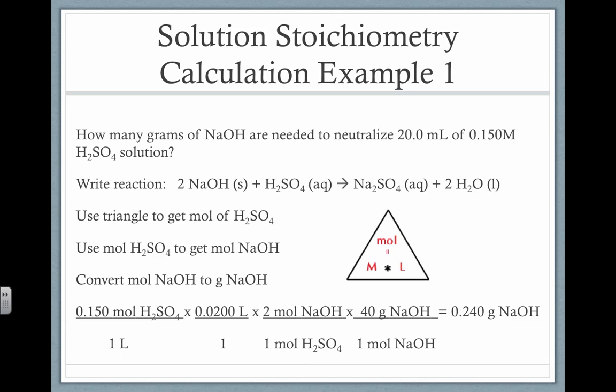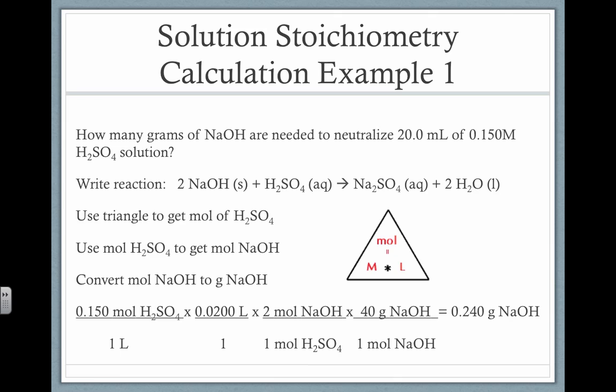Let's say we had 20 milliliters of a 0.15 molar solution of sulfuric acid, and I want to know how many grams of sodium hydroxide are needed to neutralize it. Well, remember, to do stoichiometry, you always have to have a balanced equation, and a lot of times at this level, they'll actually expect you to write out the equation yourself. So this is just an acid-base neutralization reaction, which is double replacement, and so we put together our products and then we balance the equation.